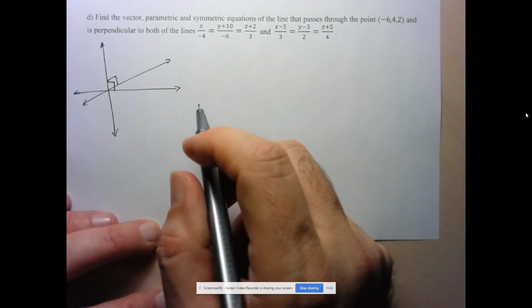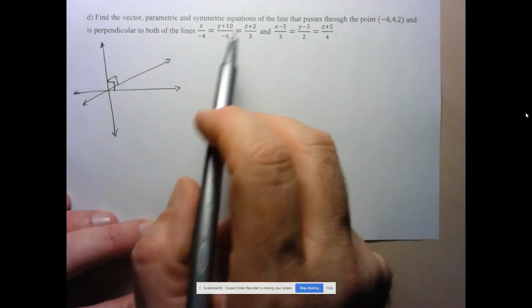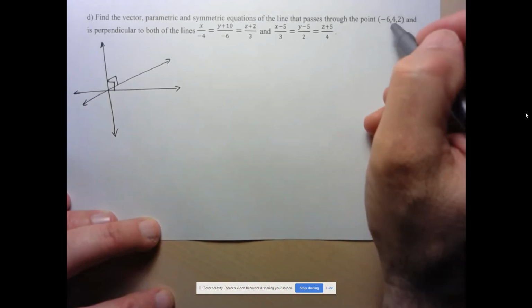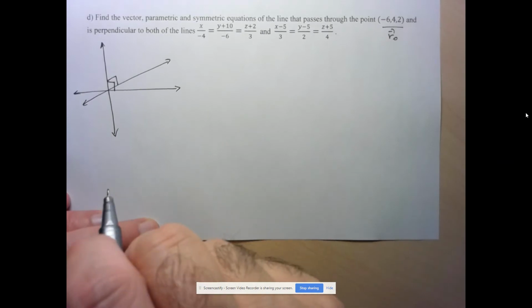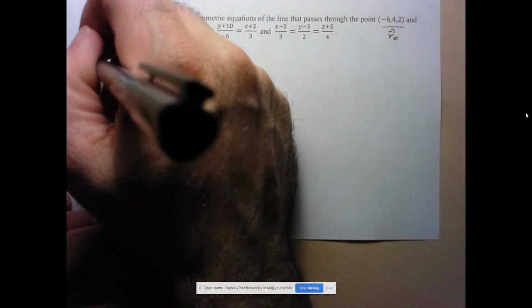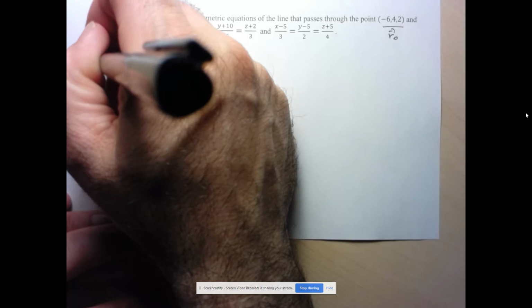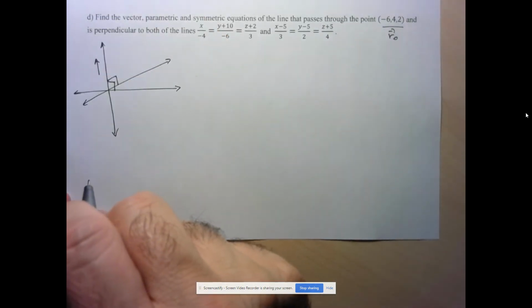So let's remember what we need to find these equations of a line. Well, we need a point, which we already have. So there's our R naught. And the other thing we need is a direction vector. So a vector that's in the direction of this line here.